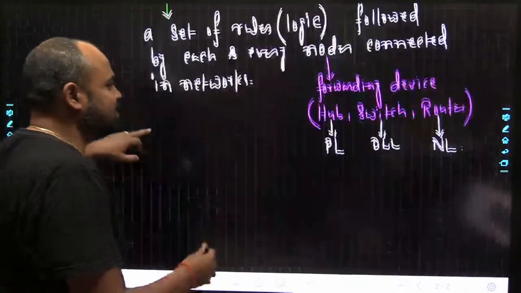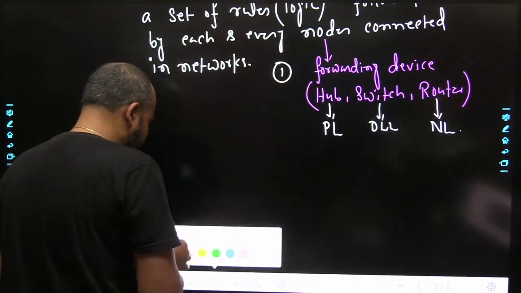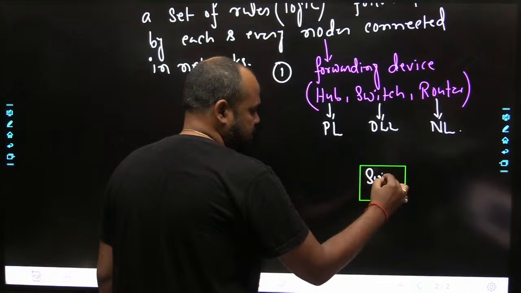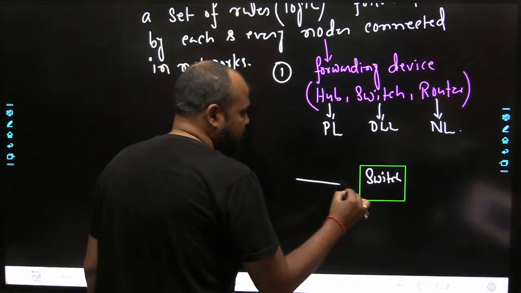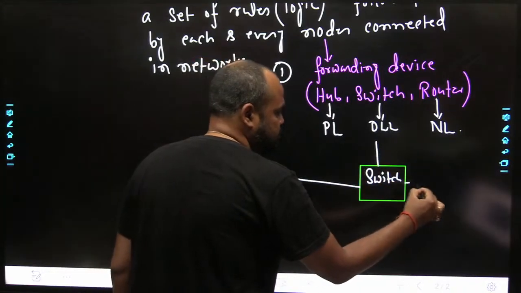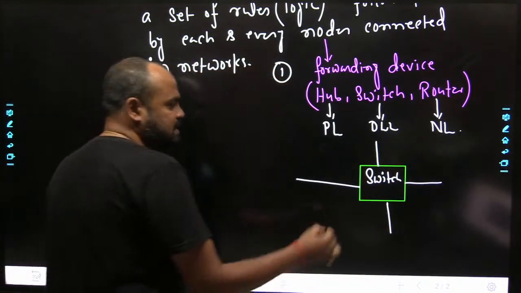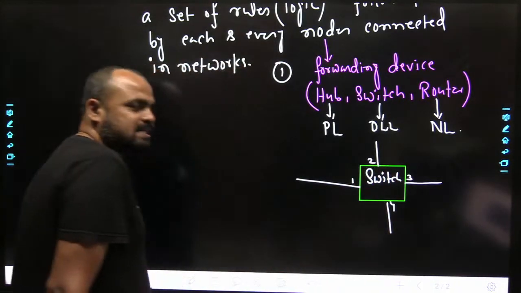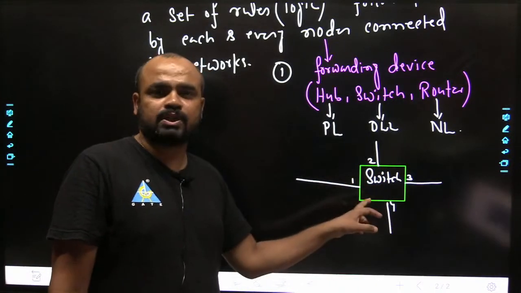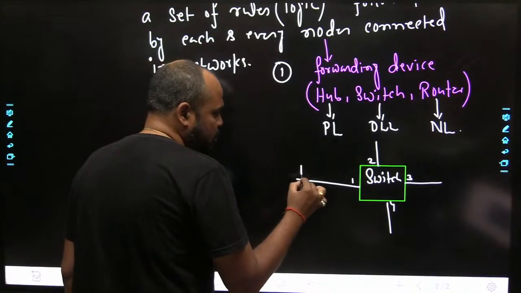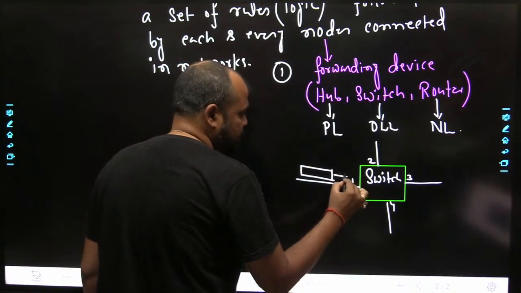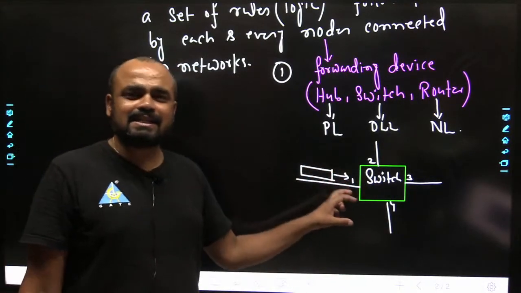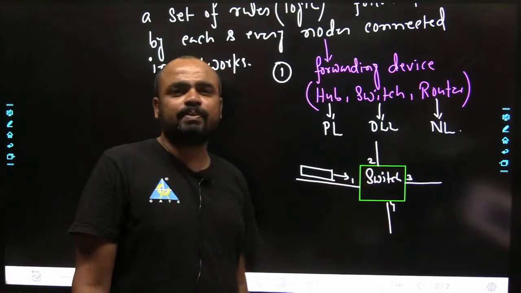If any device belongs to the data link layer, how will it take a decision? Whenever we say the term forwarding device, suppose you have implemented a device, and this is a switch. There are four links connected through this switch. This is port number 1, port number 2, port number 3, and port number 4. Just imagine a packet is coming through port number 1. How will the switch take the decision from which port the packet has to be forwarded?